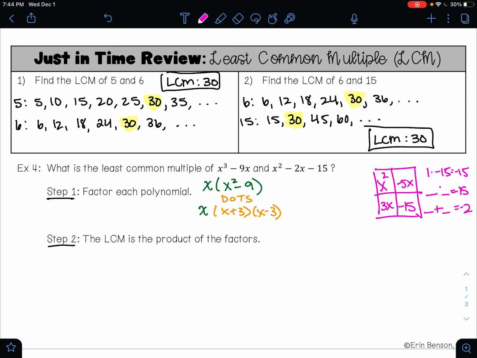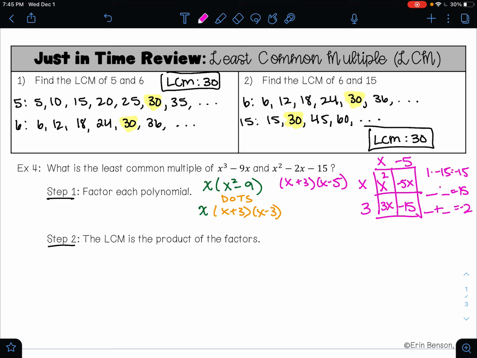The greatest common factor on my top row is x. The greatest common factor on my bottom row is 3. The greatest common factor in my left column is x. And the greatest common factor of my right column is negative 5. So this one factors into x plus 3 times x minus 5.